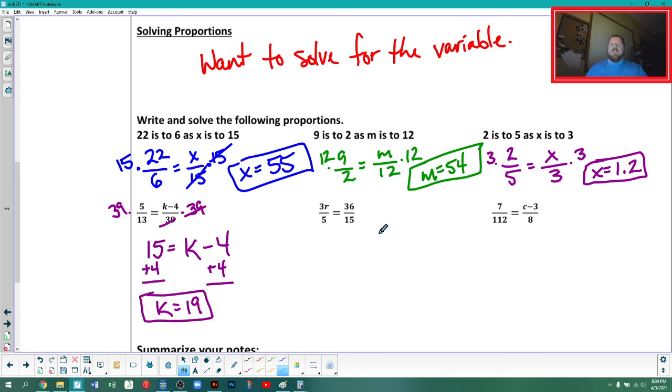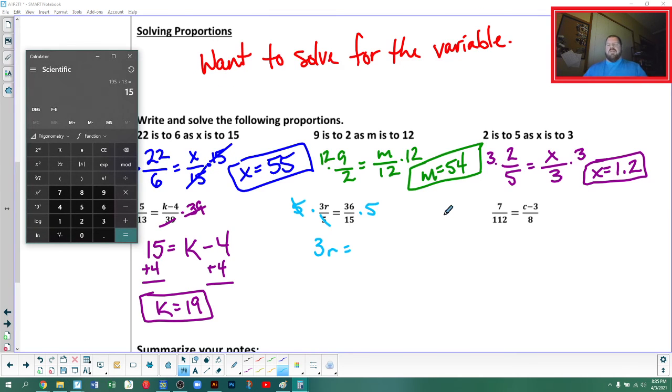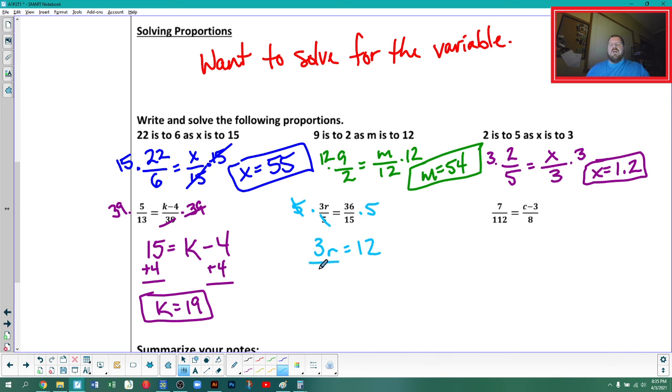Okay. Next one we have here. This one's a little tricky. I guess I would do it this way, but I would argue that there's an easier way to do this. I'm going to multiply both sides by 5 to get that 5 out of the denominator, since it's attached to that variable r. And I'm going to have 3r is equal to, I'll talk about why I'm laughing about it in just a second. 36 times 5 divided by 15 gives me 12. And then I would divide both sides by 3. So r is equal to 4.